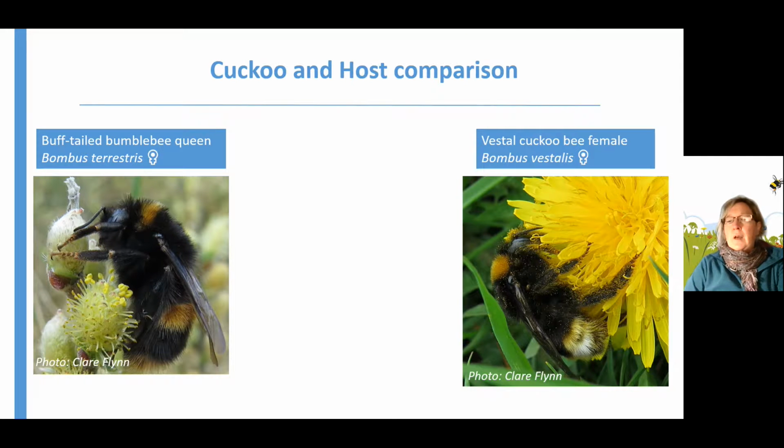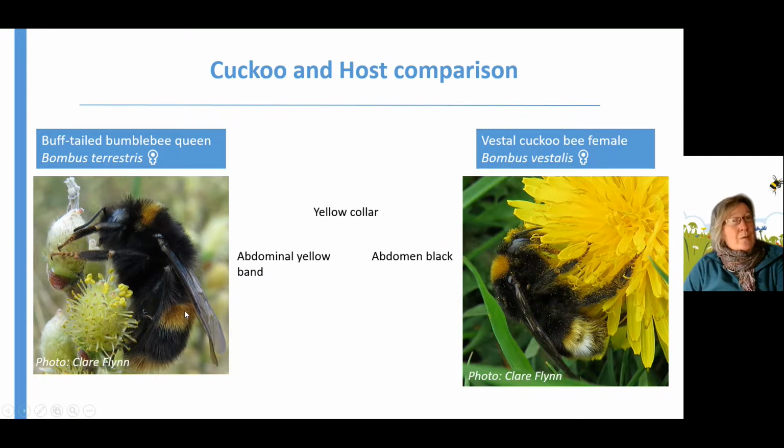So here's a comparison of the females. They both have the yellow collar and it's quite deep. In both of them, it can have the black hairs interspersed through, making it appear very dark. In the buff-tailed bumblebee, in the host, they almost always have that second yellow abdominal band breaking up the black of the abdomen, not so in vestalis. You can see the broad shiny pollen basket there in terrestris. Okay, and you can see the narrow leg there in vestalis, but obviously that's true of all comparison between the female social and female cuckoos.